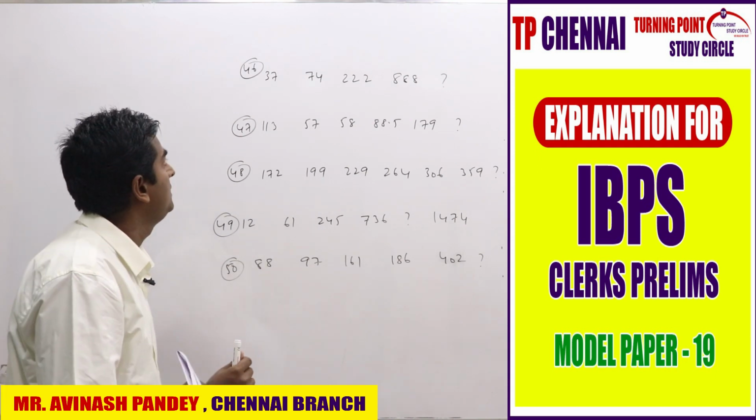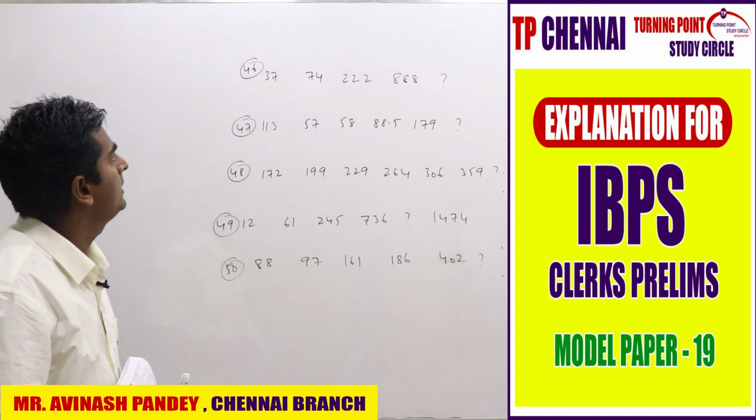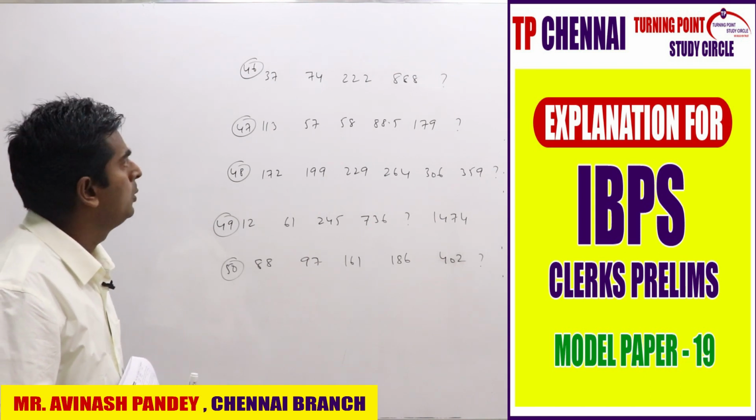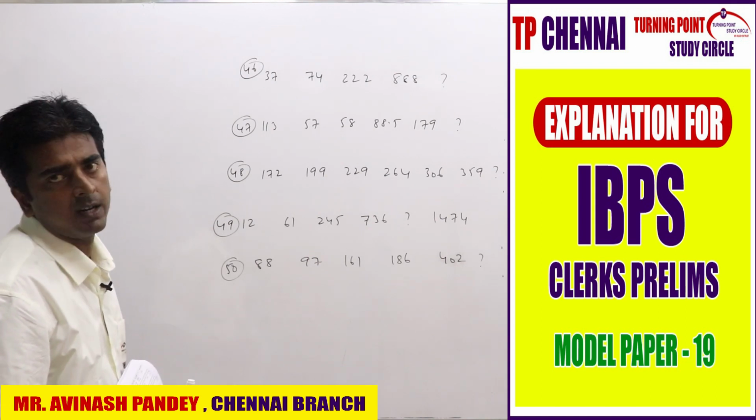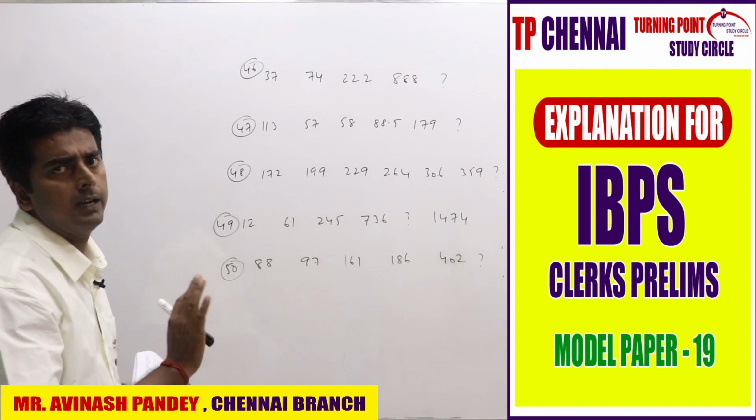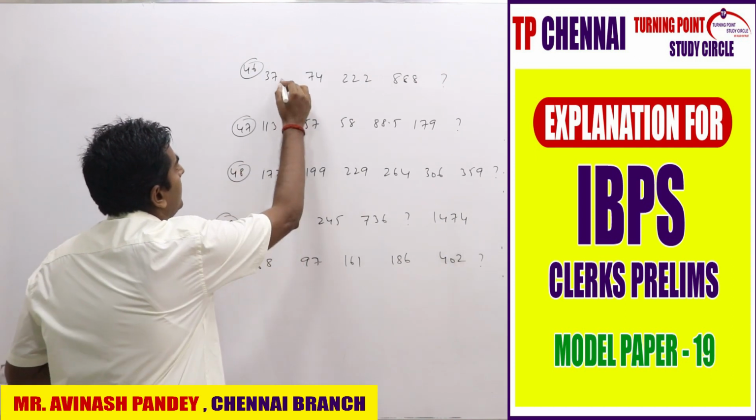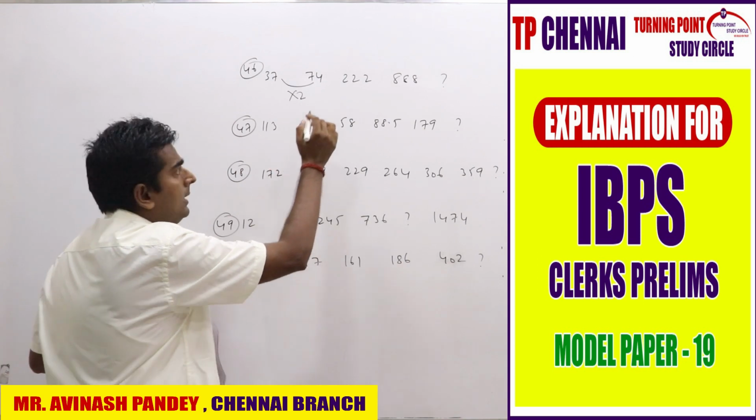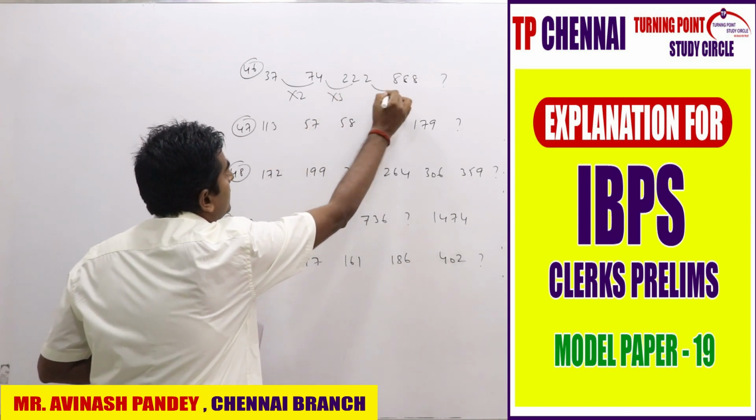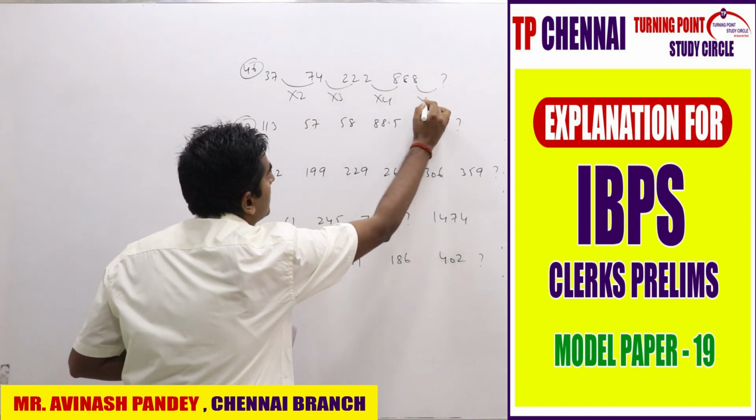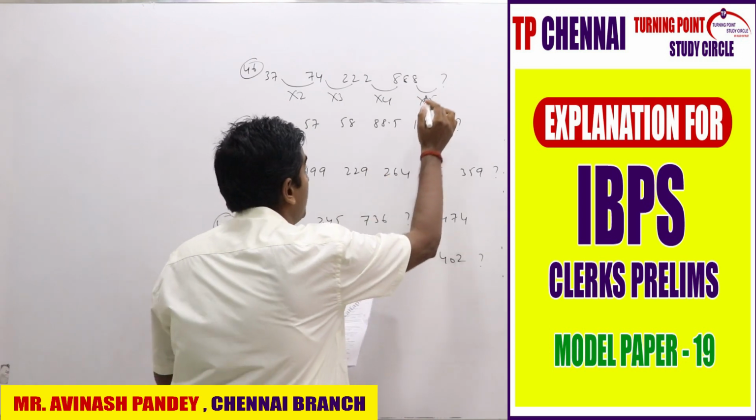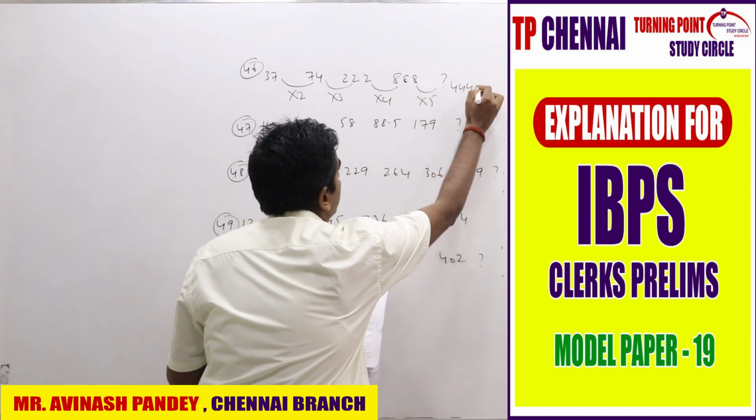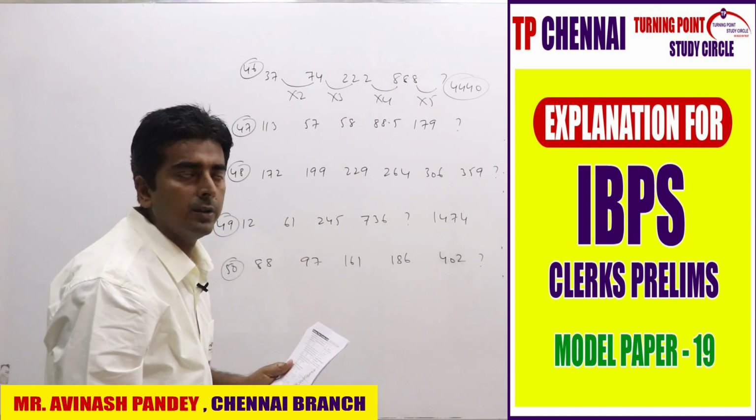When you see the first series here, what have they given you? 37, 74, 222, 888, question mark. Straight away we can see, if you know the tables, directly you can say that this is into 2, this is into 3, this is into 4, and this is into 5. So when you multiply, what is going to be your answer? 4440, right? The answer is 4440.